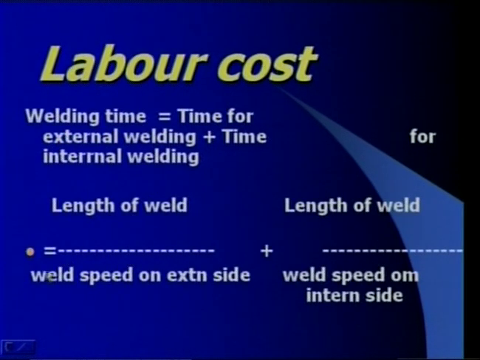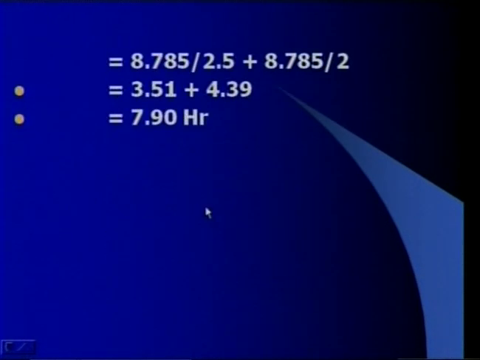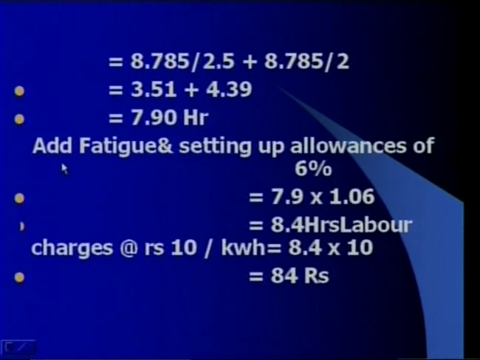And we will also calculate the cost of that one: length of the weld divided by weld speed on the external side plus length of the weld by the weld speed on the internal side. Substituting the same values, we will get 7.9 hours. Next, we add fatigue and setting up allowance as 6 percent. Adding 6 percent to 100 percent, we get 106 percent. So we will get 8.4 hours.